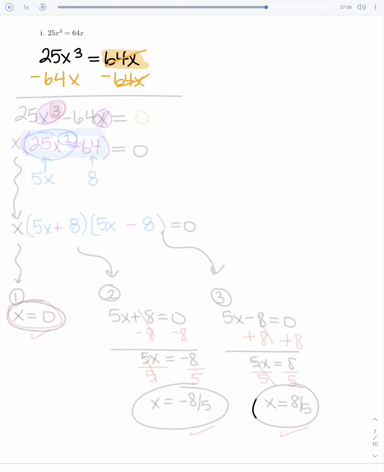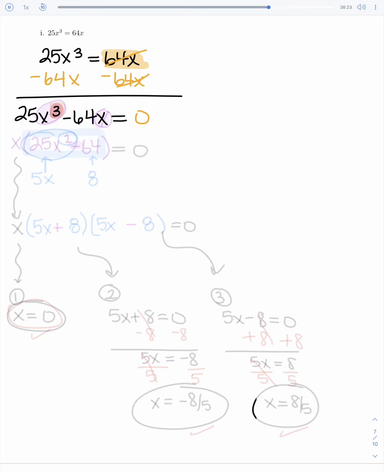However, now the 25x cubed and the minus 64x are on the same side. The question becomes, what's on the other side? Well, we canceled everything out, but there's still something there. There is a 0 there as kind of like a placeholder. So again, looking at the problem, what we should notice is that the highest exponent is a 3 again, which means I should be getting 3 solutions.